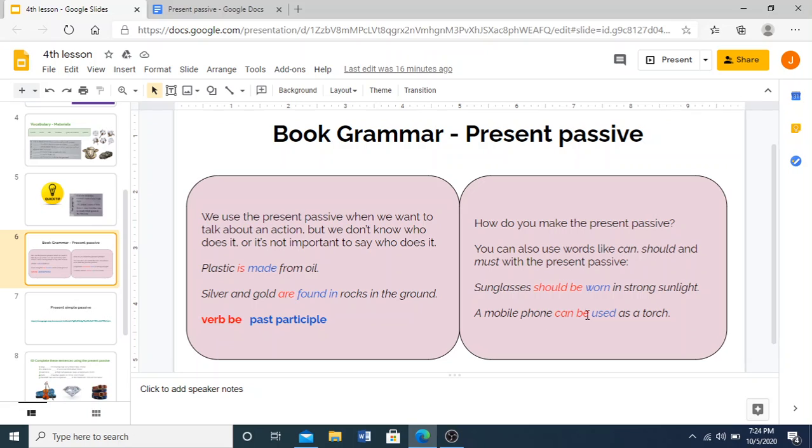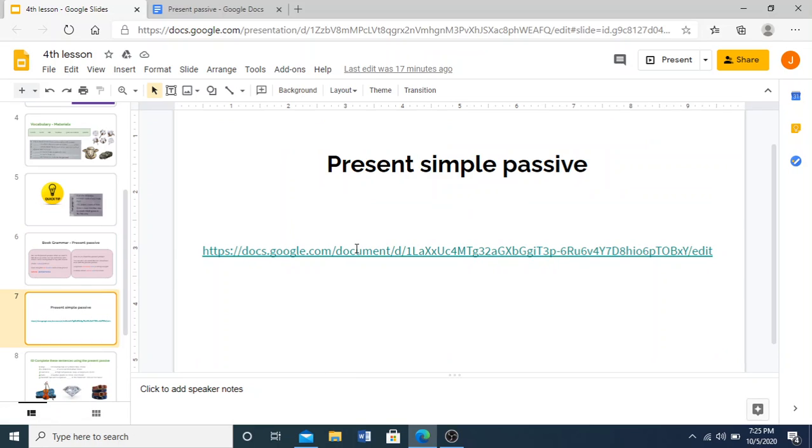Okay, a mobile phone can be used as a torch. Both sentences here and here are examples of the present passive. Again, you can either use the present form of be, which is is and are, with the past participle, or you use these words can, should, and must with be and the past participle form of the verb. Okay, now let's read in details how to form this present simple passive.